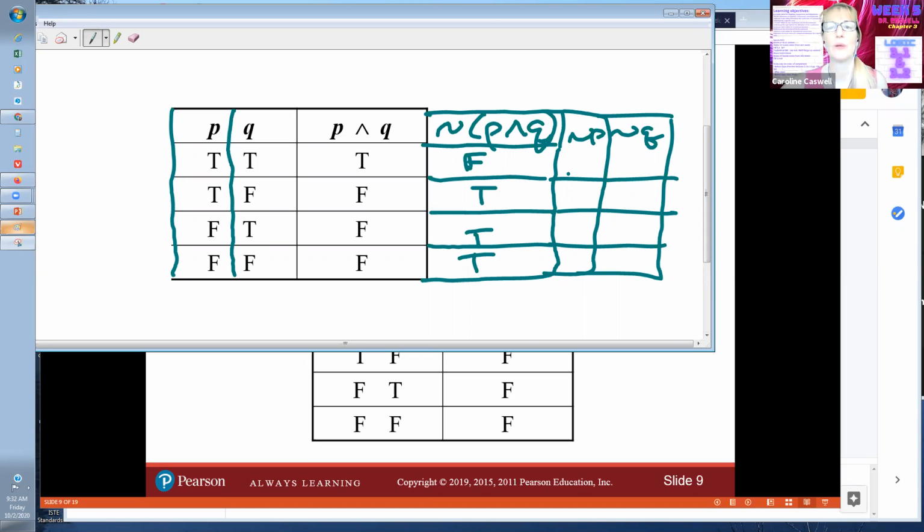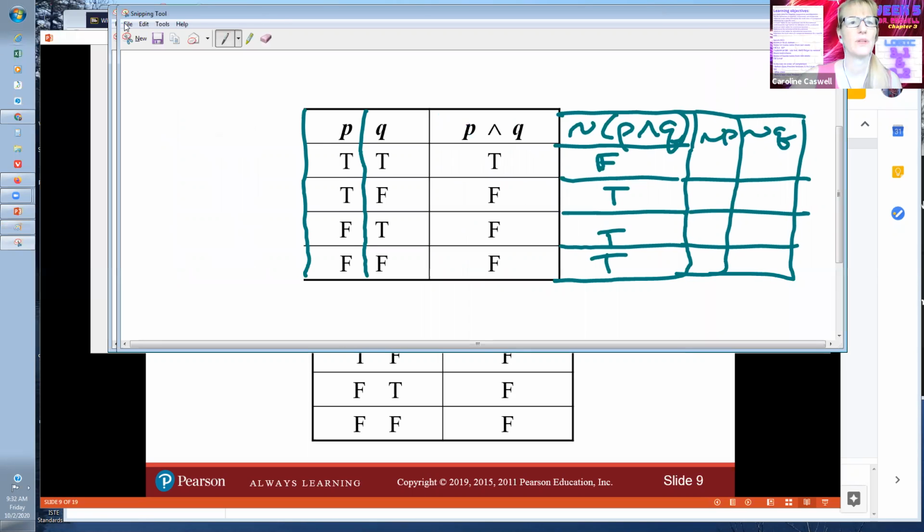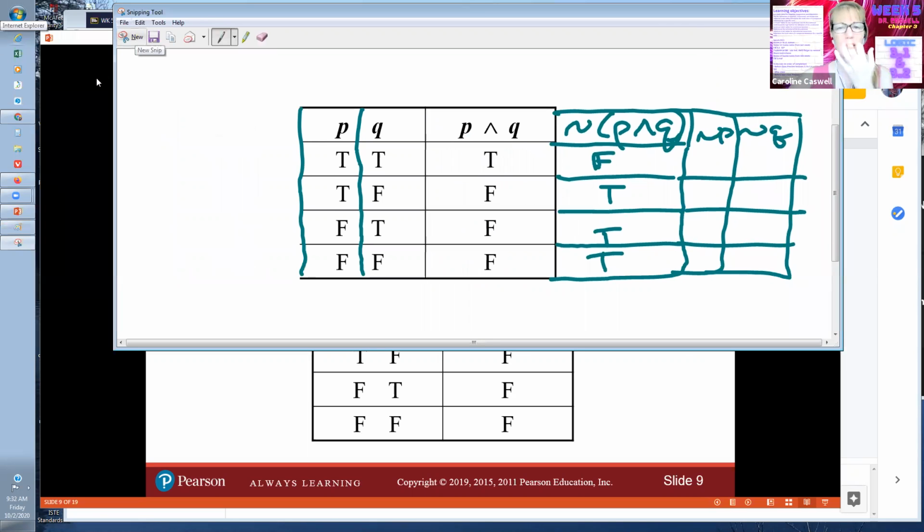So what she's saying, I need one more column. I'm not sure I have enough room for one more column. Shoot. Hold on, I don't think I can take a copy of this. Shoot. Hold on, I need one more column. It's going to be really small, but here's the last column.